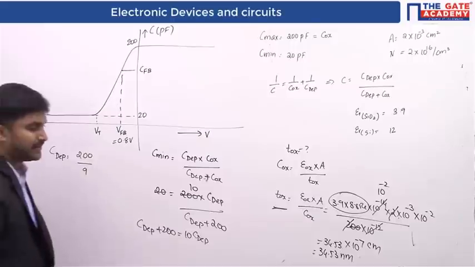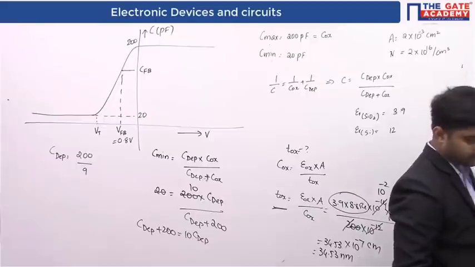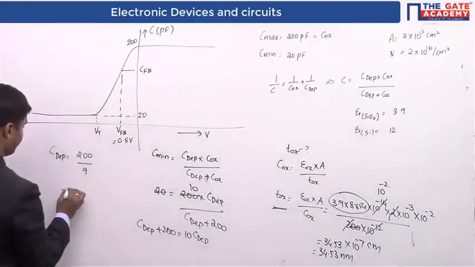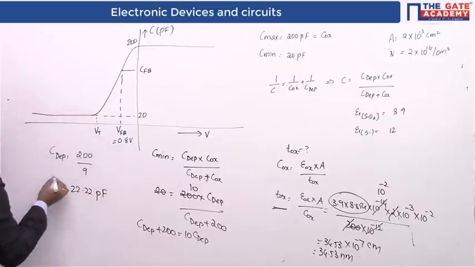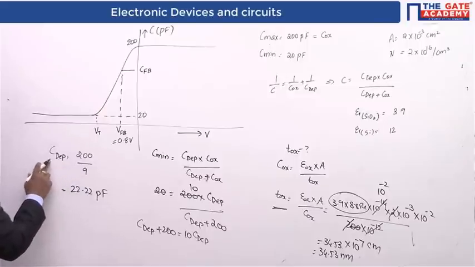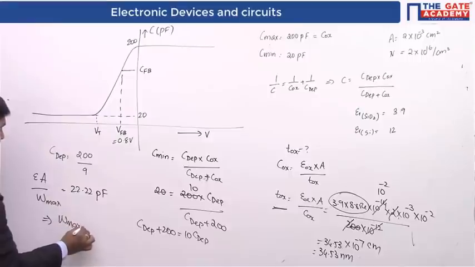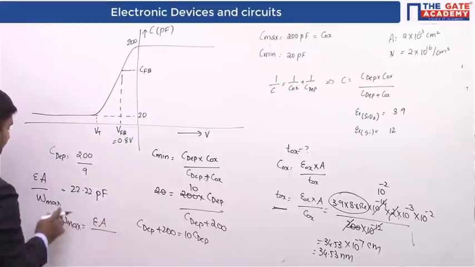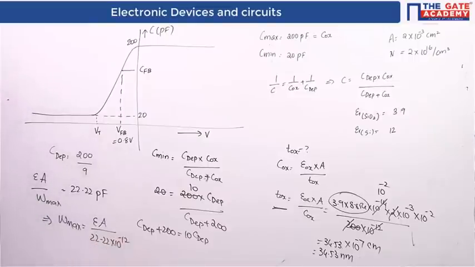What is the value of 200 divided by 9? It's going to be 22.22. This is the value of the depletion capacitance, which is the minimum value. The depletion capacitance is given by epsilon A divided by W, which is the maximum depletion region width. So the maximum depletion region width is given by epsilon A divided by 22.22 into 10 power minus 12. Please calculate this value.